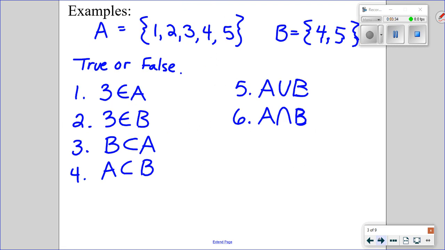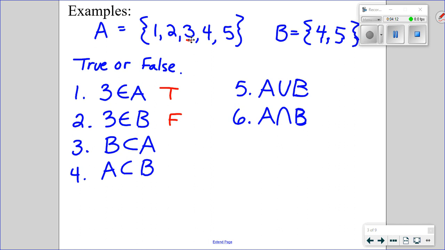Okay, let's look at some examples using these symbols. We're going to start with some true or false questions. We're given two sets here. Set A equals 1, 2, 3, 4, and 5, and then in set B, the elements are 4 and 5. So true or false? Number 1, 3 is an element of set A. Well, sure enough, we have a 3 in set A, so that is true. Number 2, 3 is an element of set B. Well, that's false because we don't have a 3 for set B.